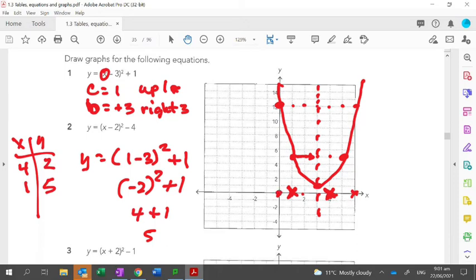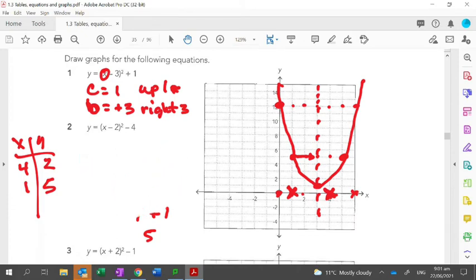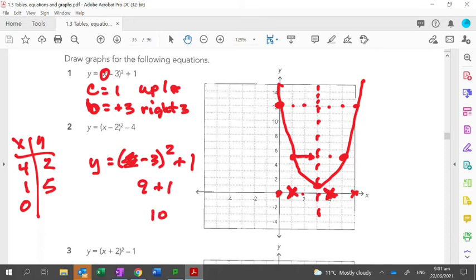I might have chosen 0 anyway because 0 is super easy to use. Do you remember what happens when you have 0? Your x just goes away, right? So if you can choose 0, always do it. Because watch what happens. Y equals 0 minus 3 quantity squared plus 1, which is just minus 3 squared. So 9 plus 1, which is 10. So 0, 10. So it's right there.